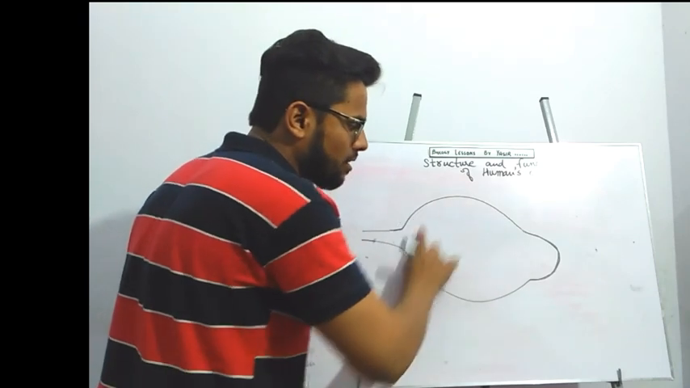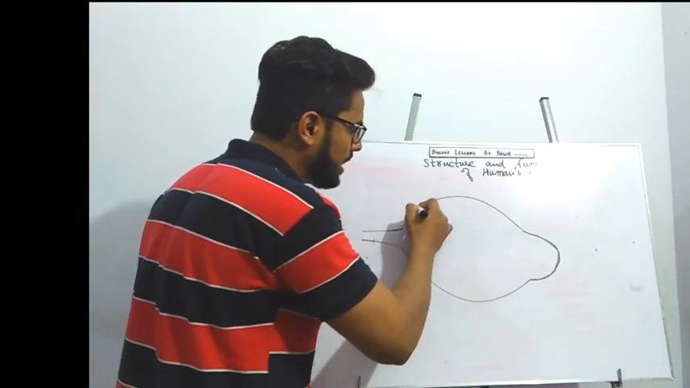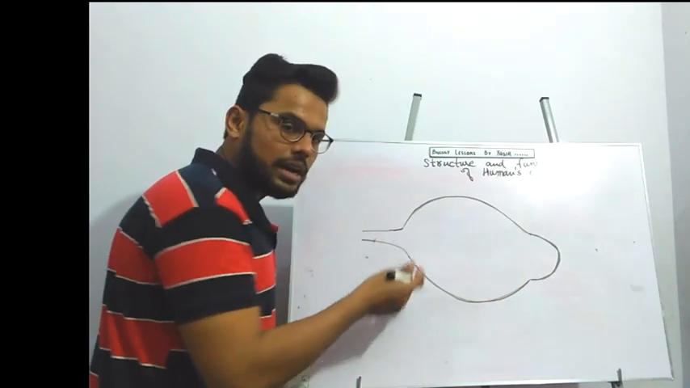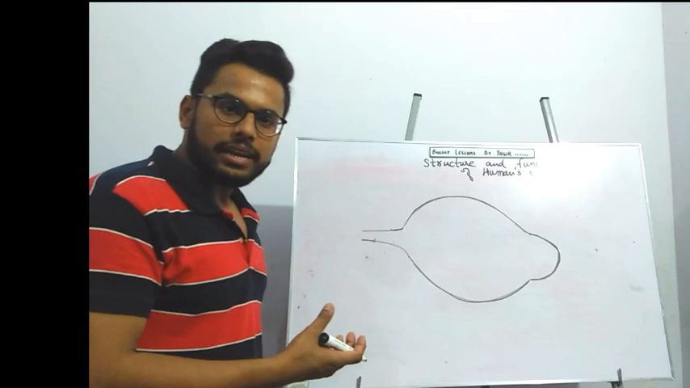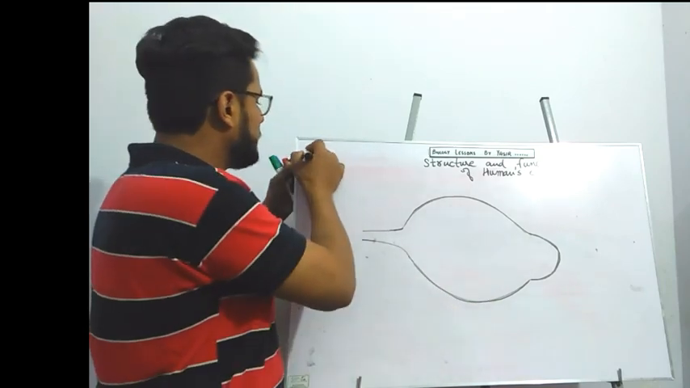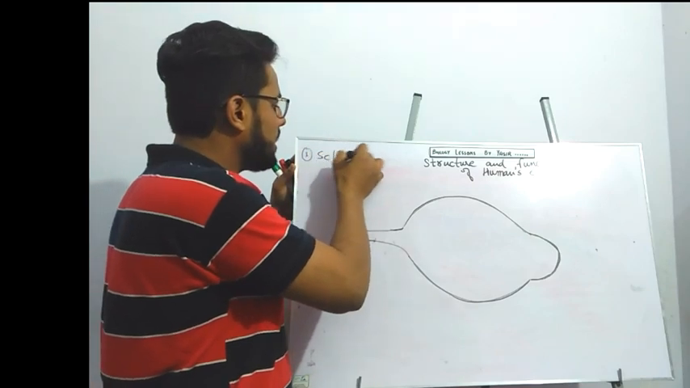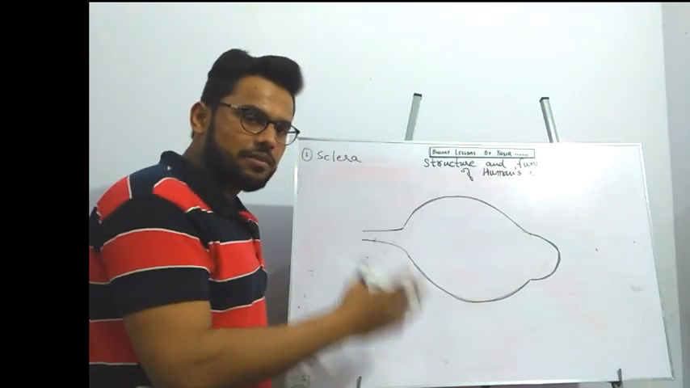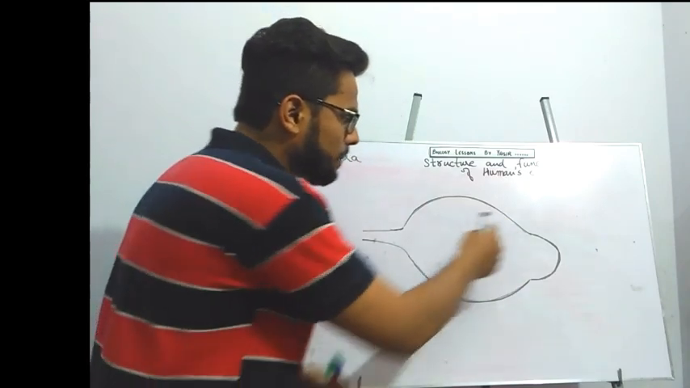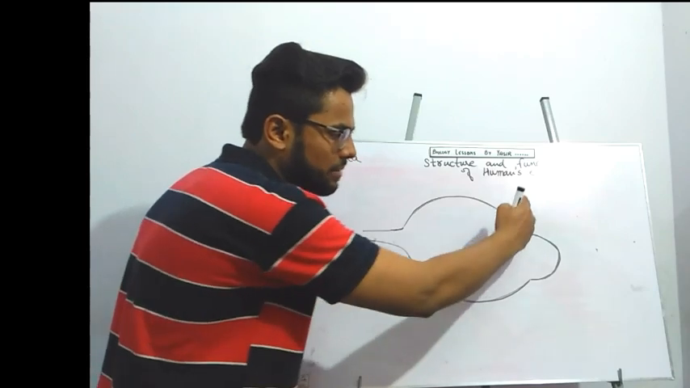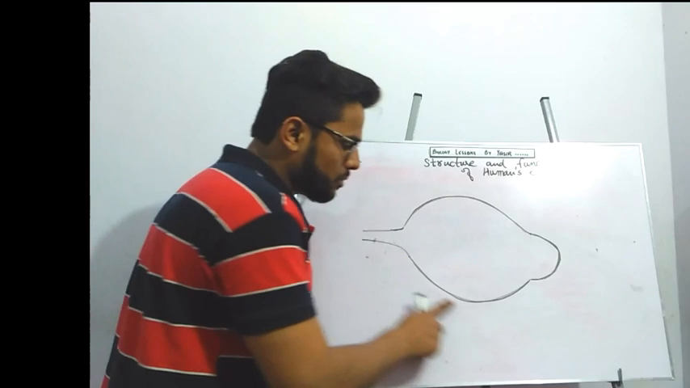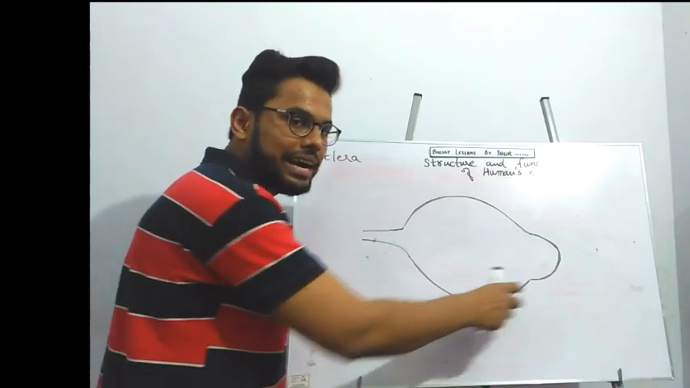This is the first layer of the eye. I made this layer with the help of black color. This is the very outer layer of the eye, a very tough, white color layer, and this layer is called the sclera. This is the outermost covering of the eye. This is the anterior side of the eye, and this is the posterior side of the eye. The posterior side consists of the white color layer.